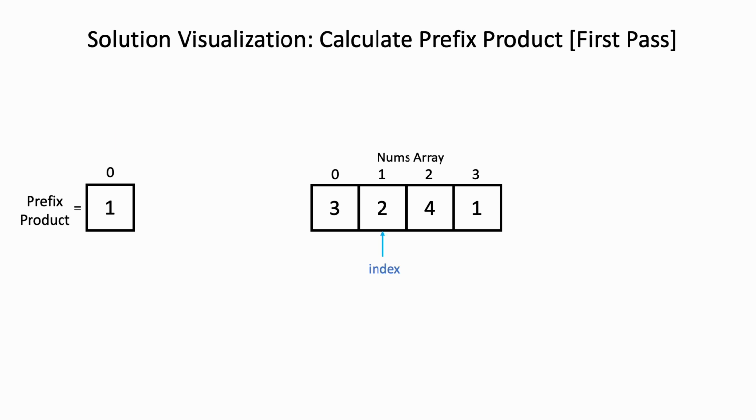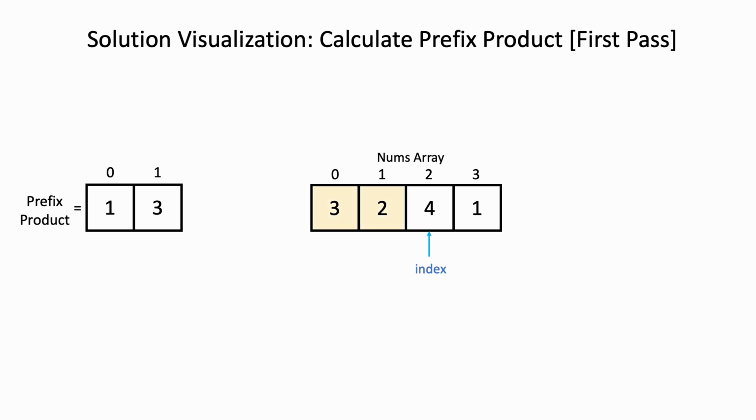We increment the index pointer to index 1. Now the prefix product is 3. So we can calculate the prefix product by selecting the last element of the prefix product array and multiplying it with the element at index minus 1 of the nums array, whose value will be 3, and we append it to the prefix product array. We increment the index pointer to index 2.